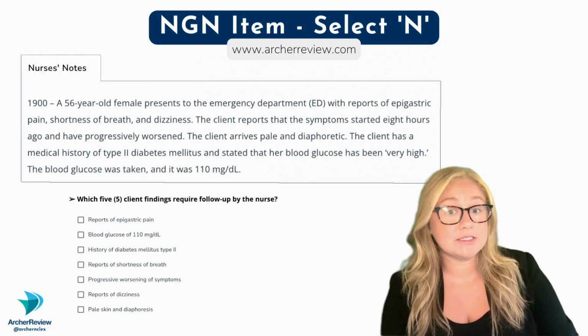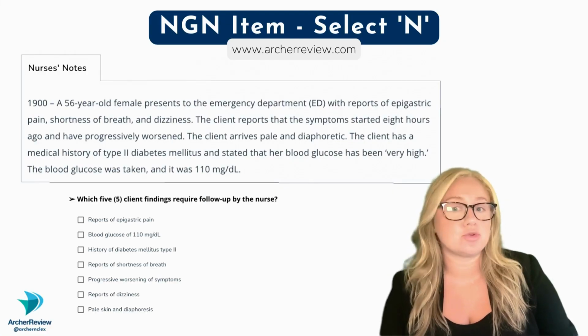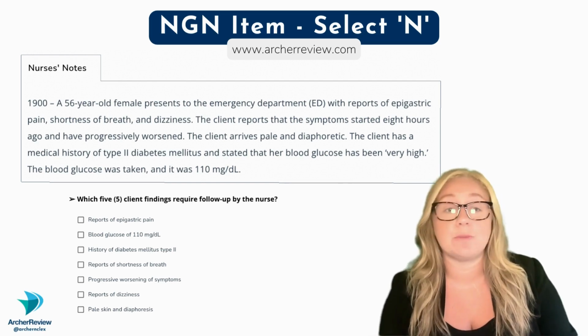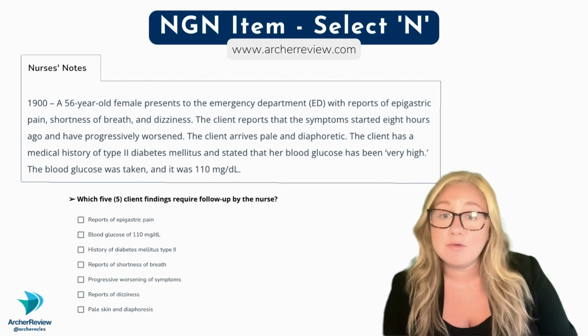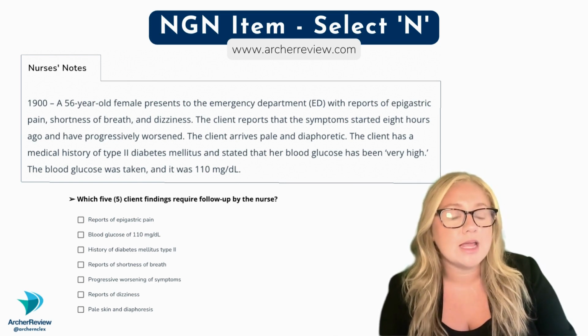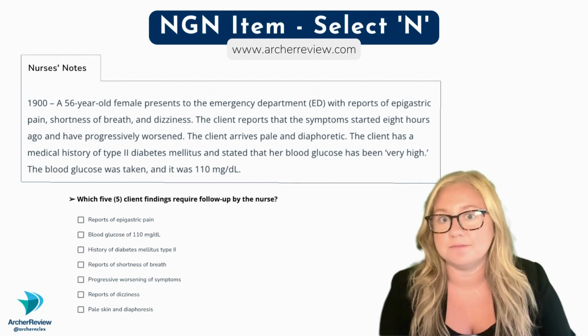So a client's presenting to the ED with epigastric pain, shortness of breath, and dizziness. This started 8 hours ago. It's getting worse. They're pale and diaphoretic. They have a medical history of diabetes. They state their blood glucose has been very high, but when you check it, it's 110.